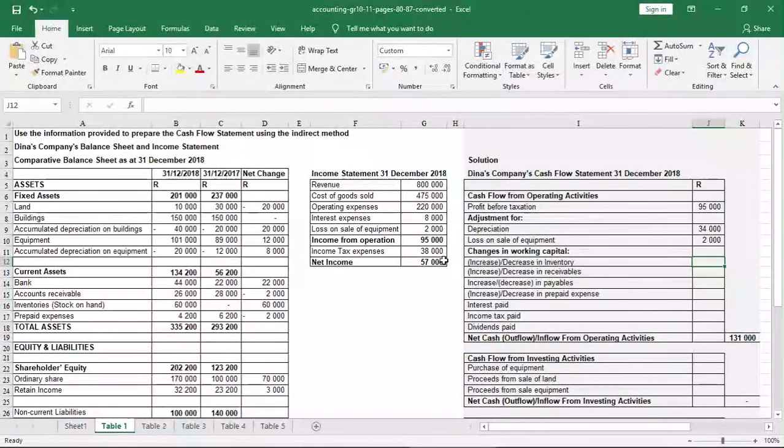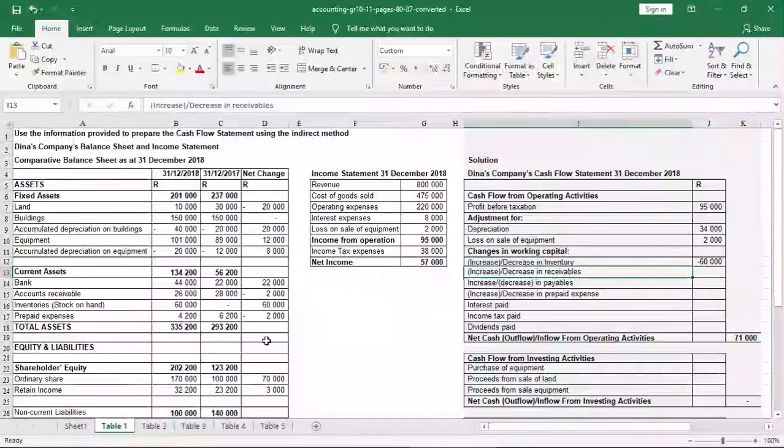Where do we get those figures? We go to our balance sheet here. Remember, we are given a comparative balance sheet, with the previous year's figures and this year's figures. So we are given inventory or stock on hand. In 2017, we didn't have any inventory, but in 2018, we have inventories worth 60,000 rand. So that means there's an increase in inventory. With the increase, remember, I put it in brackets, so that means it's a minus. We are deducting it. So put 60,000 rand.